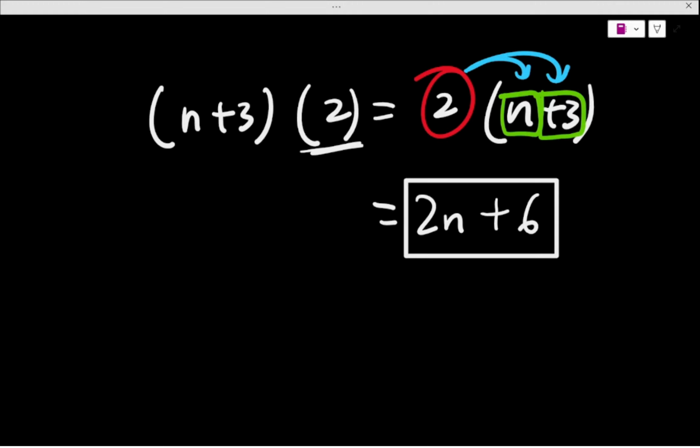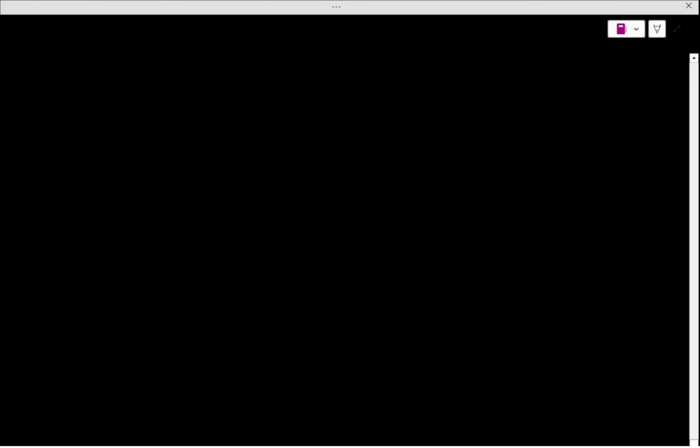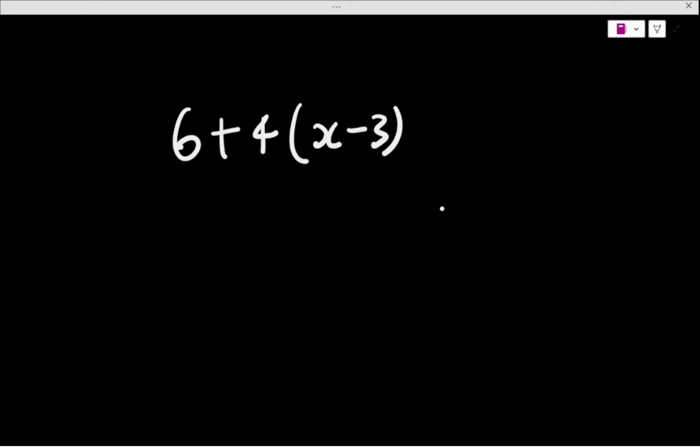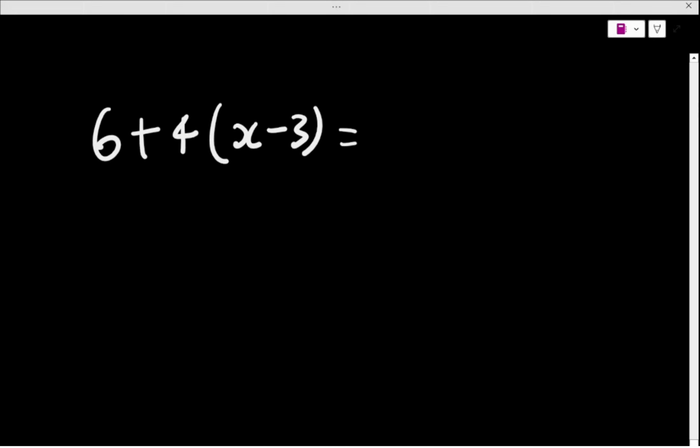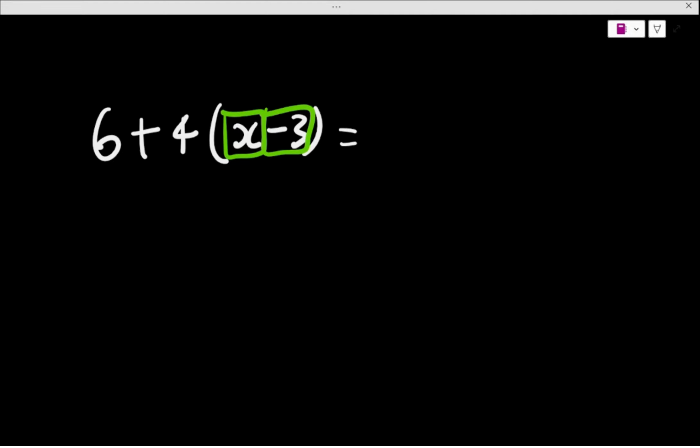Let's try a different problem. What is 6 plus 4 times x minus 3? Well, let's do a similar process. Box up whatever's inside the brackets that has multiple terms. So we have an x and a minus 3. Next, circle the thing that's being multiplied by the brackets.